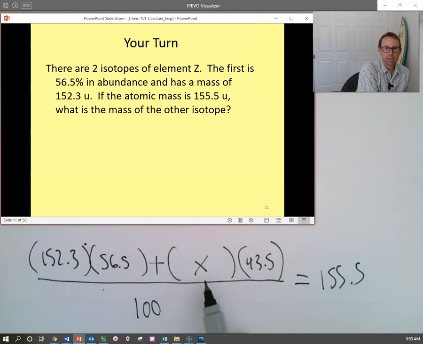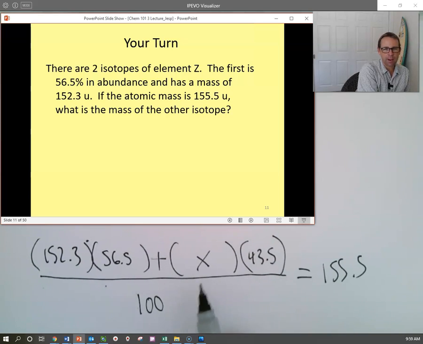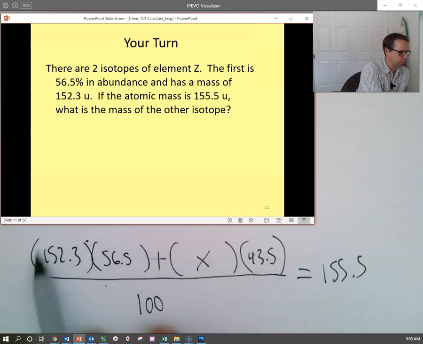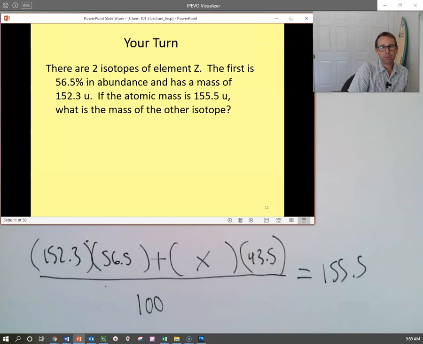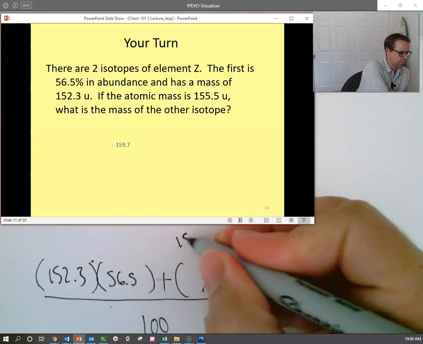All right. So this takes a little bit of algebra, and I'm not going to go over it with you right now, but you just have to multiply both sides by 100 to get the 100 out of here. And then you're going to subtract the product here from both sides. And then you're going to divide by 43.5, and you'll be able to get the x, which ends up being 159.7. Now, what is that x again?